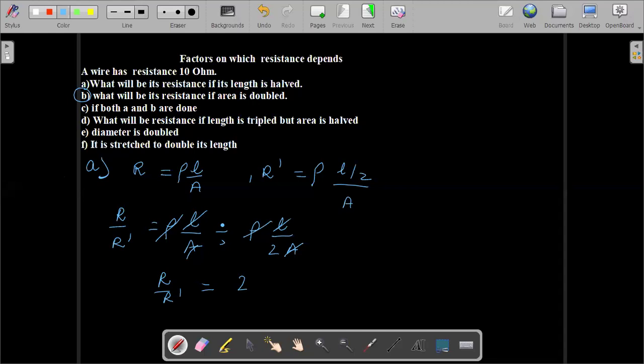Sir, for C, 10 ohms is the answer. Both A and B are done. So length is halved and area is doubled. Yeah. Length is halved, so it will become 5. Area is doubled, so it will become 2.5. Check it again. Shall I solve this? Yes, sir, please.